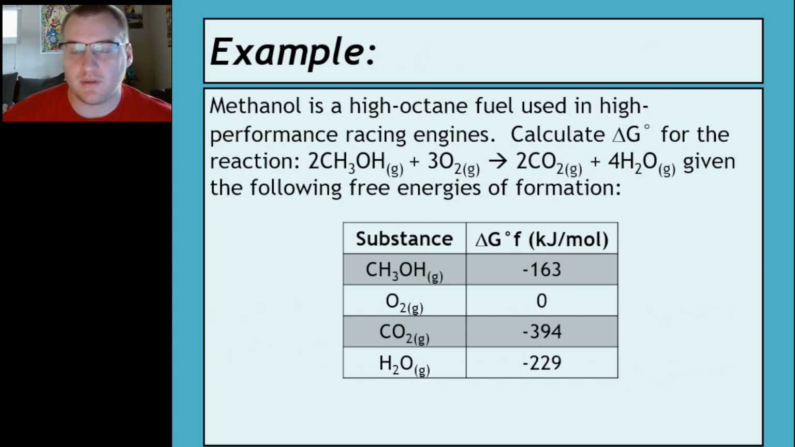So here is our last slide. We have one more example to do. Methanol is a high-octane fuel used in high-performance racing engines. Calculate delta G for the reaction below, given the following free energies of formation. This would be exactly like those examples we just did. You can find delta G values for formation in a reference table as well.